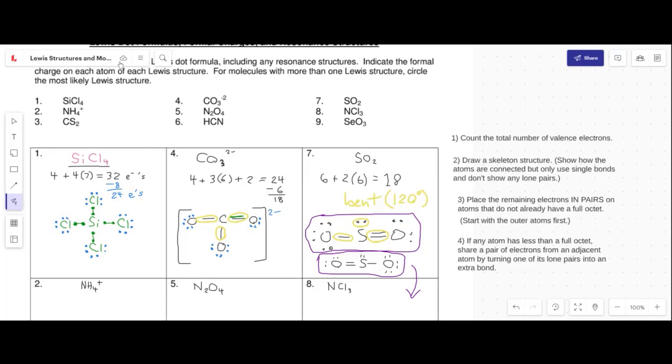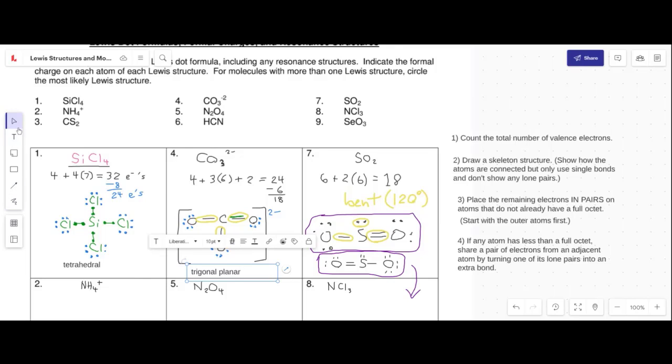Now what about SiCl4? How many electron domains are around the central atom there? And therefore that would be tetrahedral. Very good. So this would be tetrahedral. And this would be trigonal planar down here for the CO3.